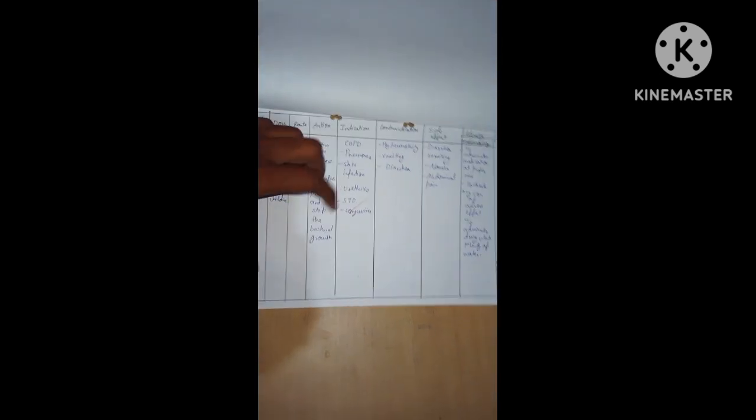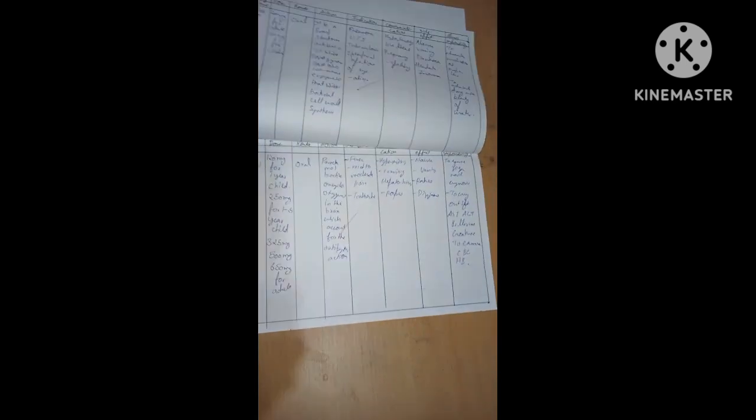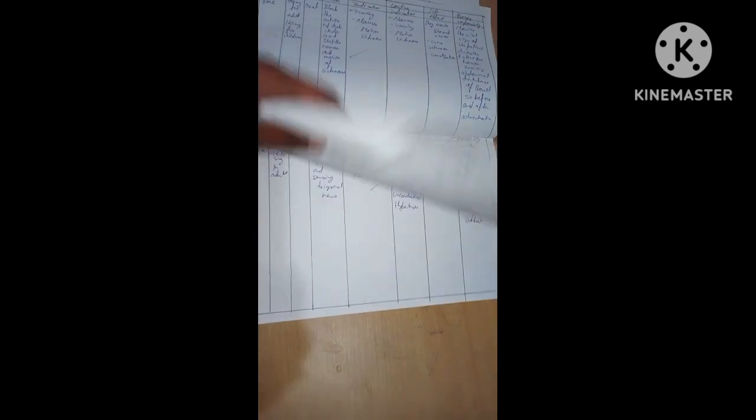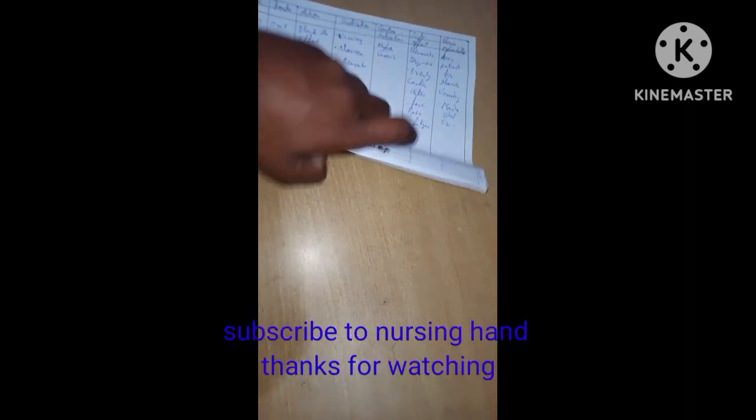So this is all how you can make a drug book in any subject. These are the general drugs you can write in any subject: anatomy and physiology, community health nursing, child health nursing, and OBG. All these drugs can work in all the subjects.